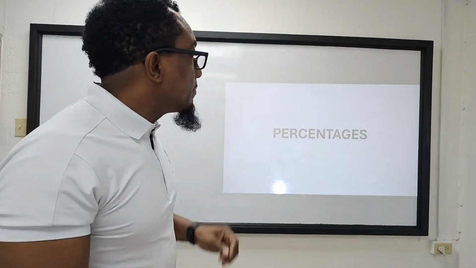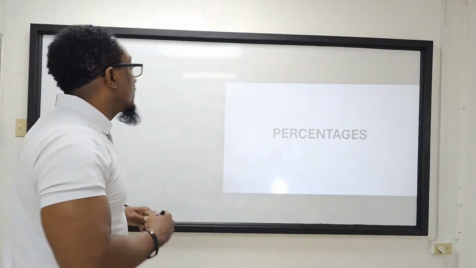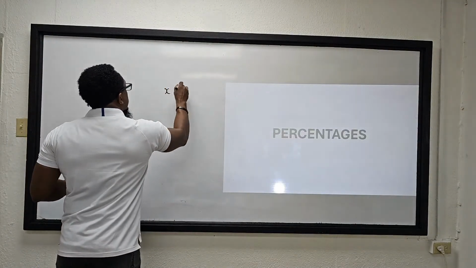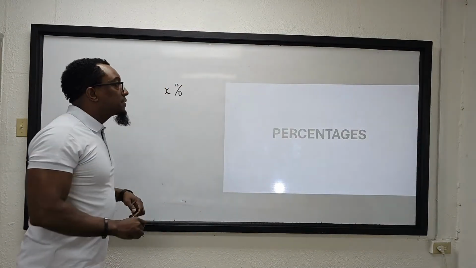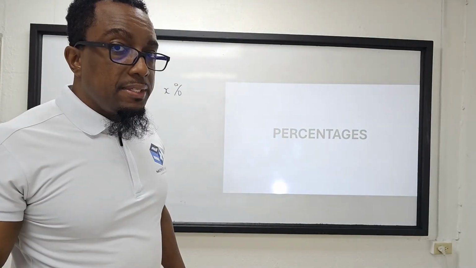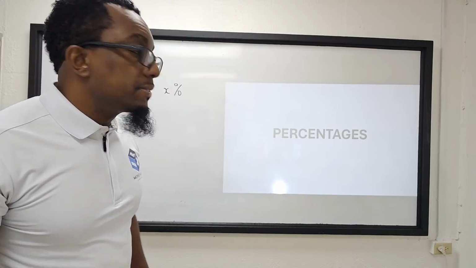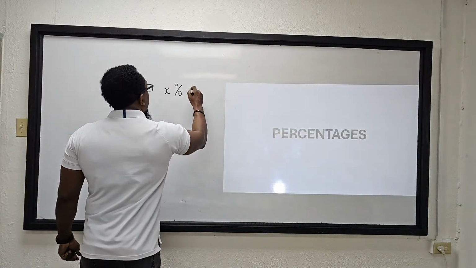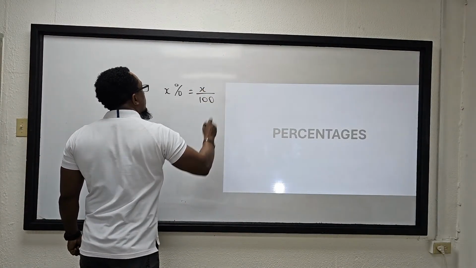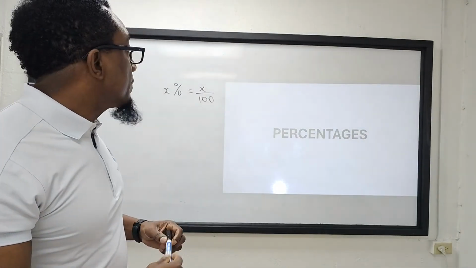Now we know when it comes to percentages, we have the symbol for a percentage. You have x, and that's your percentage symbol. Okay? And we know a percentage can be represented as a fraction by simply placing x, in this case, all over 100. Good? Simple, that's a percentage.